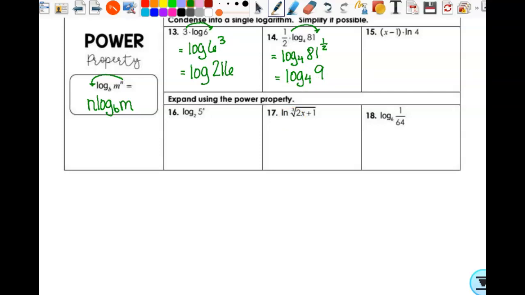All right, so then this x minus 1 is being multiplied out here. It can become an exponent. So this becomes the natural log of 4 to the x minus 1 power. And then there's nothing else. We could do things with that, but it's fine.